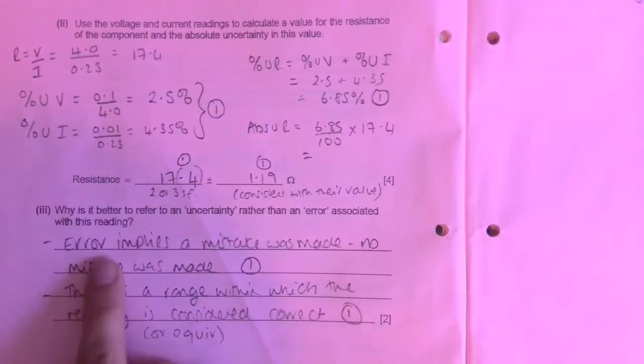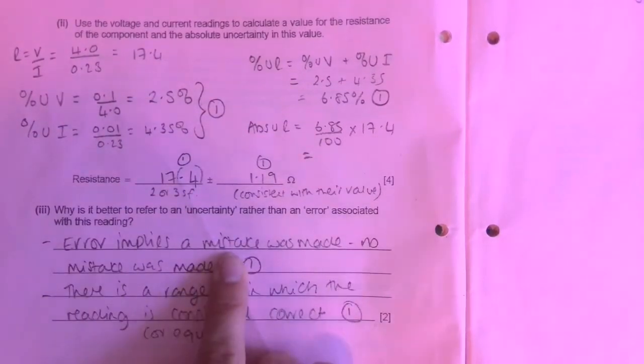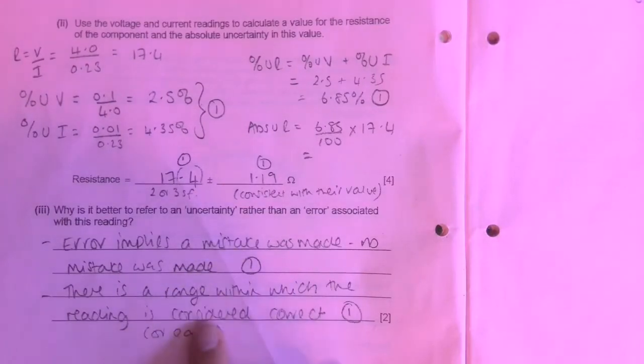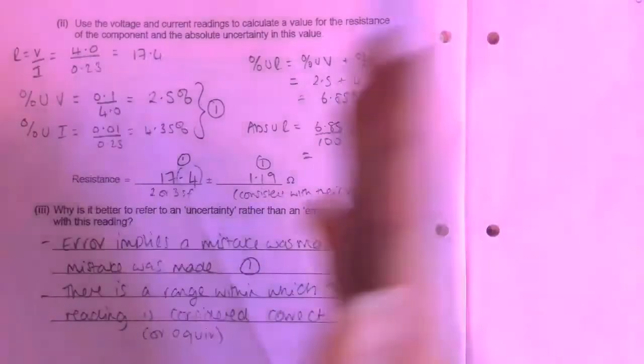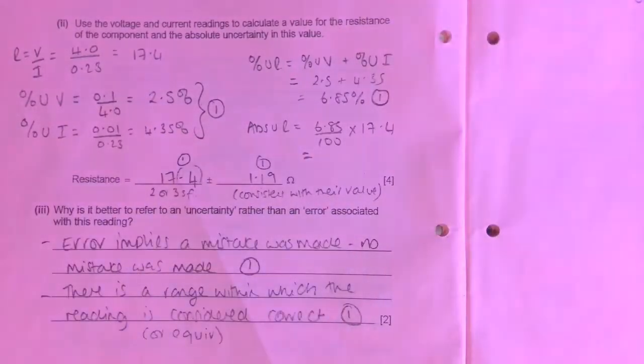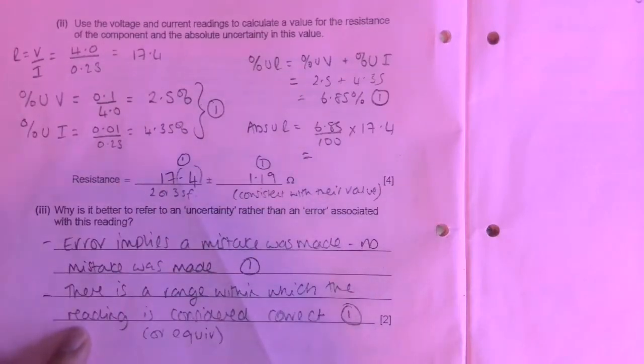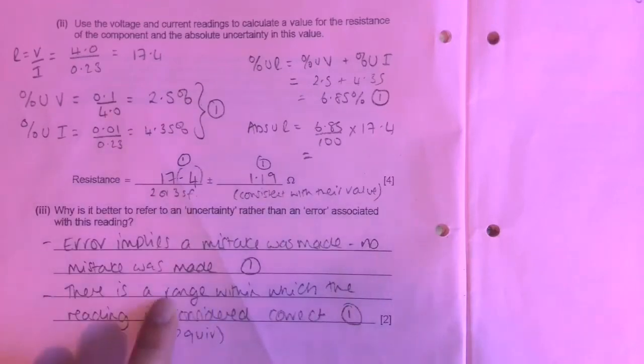Error implies a mistake has been made, like you've done something wrong. This person didn't do anything wrong. But uncertainty refers to the range within which a reading can be taken to. So there's a range within which the reading is considered correct. Or if you've written anything equivalent to that, if what you wrote means this in different words, that's obviously fine.